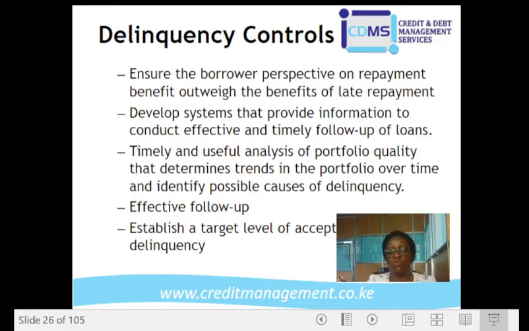So a system that will remind, a system that will show you customers that are anticipated or expected to make payments tomorrow. Make sure you have a good system in place. Then the other one, we talk about timely and useful analysis of portfolio quality. So you need to do a lot of monitoring on your portfolio to make sure that nothing goes unnoticed, to make sure that your customers are paying and they're doing what they're supposed to do in good time.